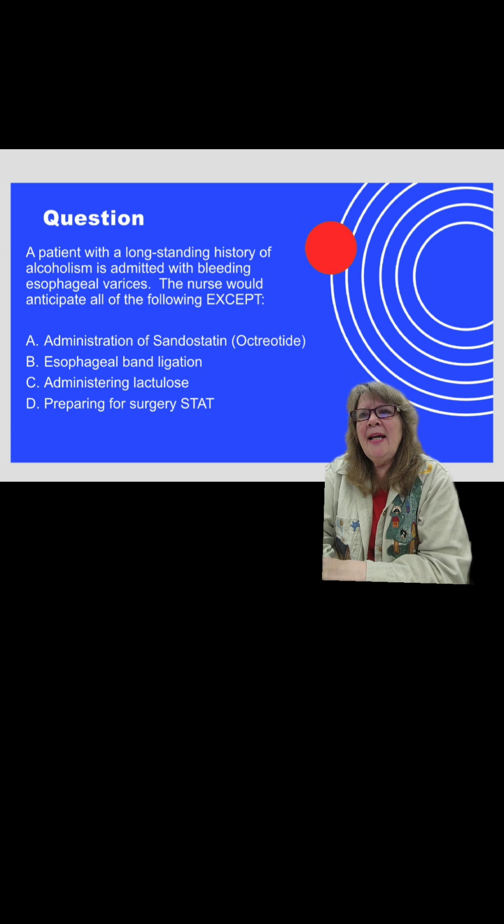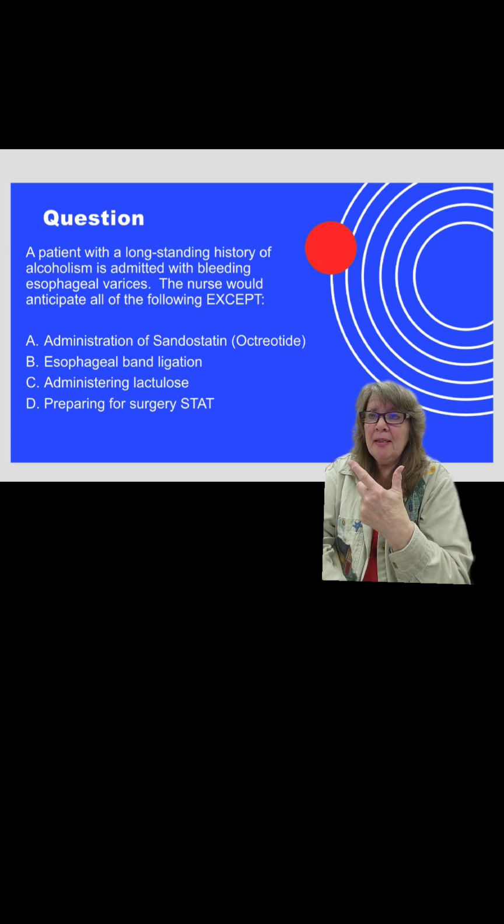Well, guys, we can certainly anticipate the administration of Sandostatin. We can also anticipate the possibility, probability, that we'll do esophageal band ligation, also called O-band ligation or O-ring ligation. Basically, we're putting a rubber band around the bleeding varix. So certainly we can anticipate that. Administering lactulose, we know we're going to be doing that in order to excrete ammonia out via the GI tract into the stool. We can certainly anticipate doing all of those things.